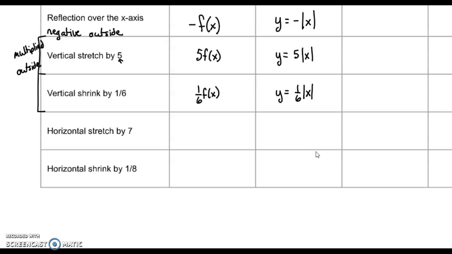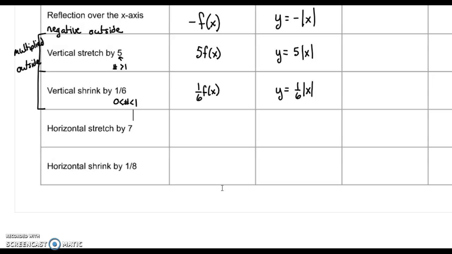If this number, the 5 or whatever that number is, is greater than 1, then it is a stretch. If the number is between 0 and 1, then it is a shrink. So like 1/2 is a shrink, or 0.15, that's a number between 0 and 1, that's a shrink. So the number tells you if it's a stretch or a shrink.